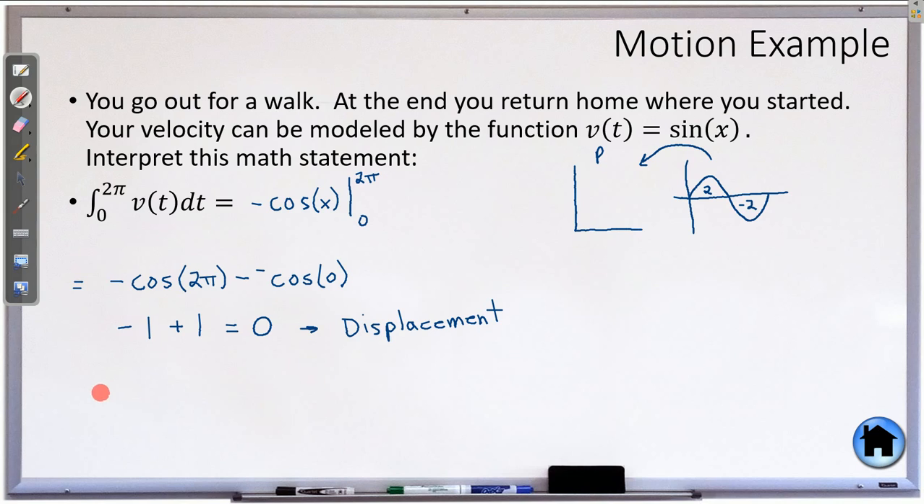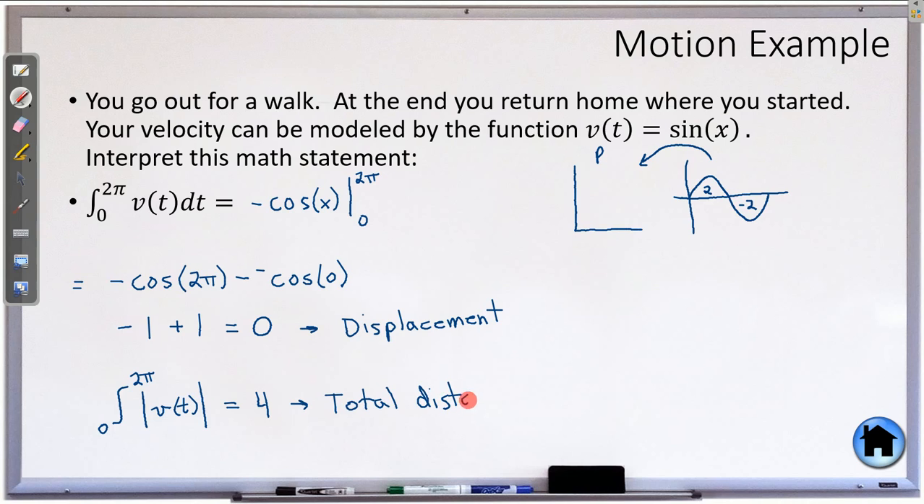Technically, that's also correct. So if we were to take a look at this integral instead, the absolute value of v at t, that takes all the negatives and makes them positive. That would then give us 4, because the negative 2 would then become positive. That is your total distance.